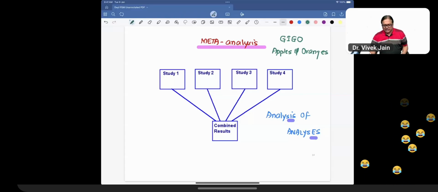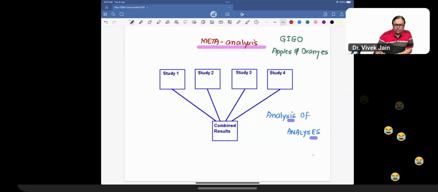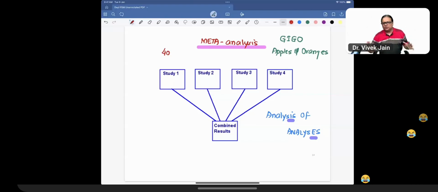Suppose I ask you to do a meta-analysis of cohort studies. You find 40 cohort studies on smoking and lung cancer. You combine their results, which is mathematically possible. It will give a very good result.